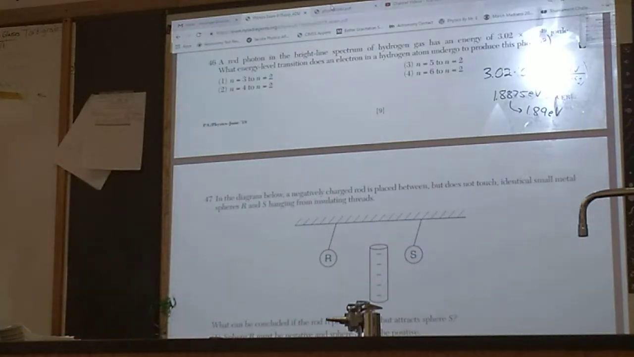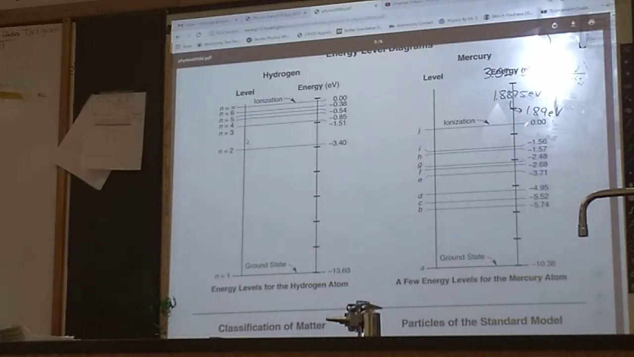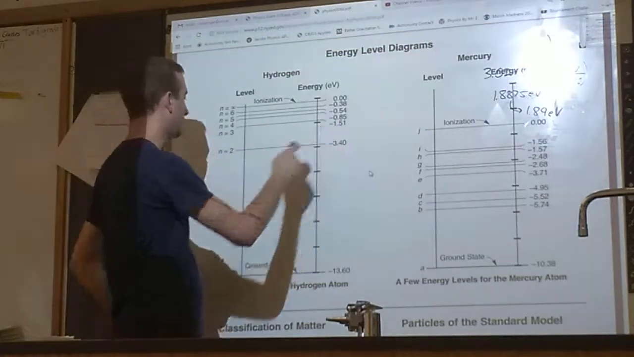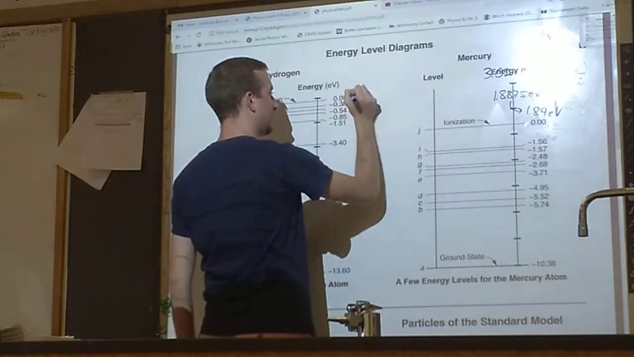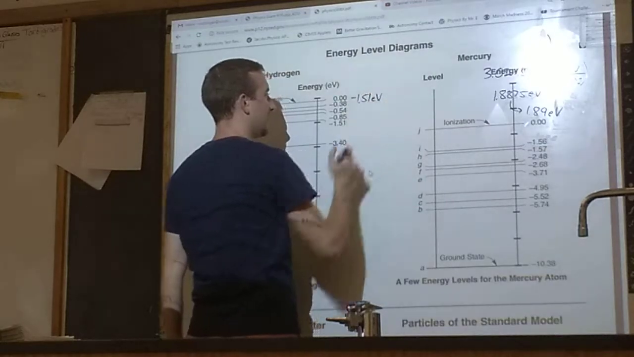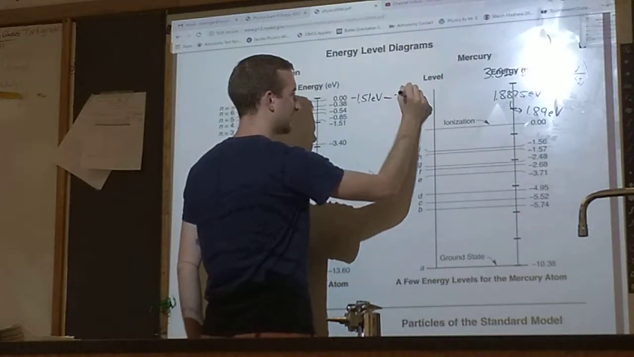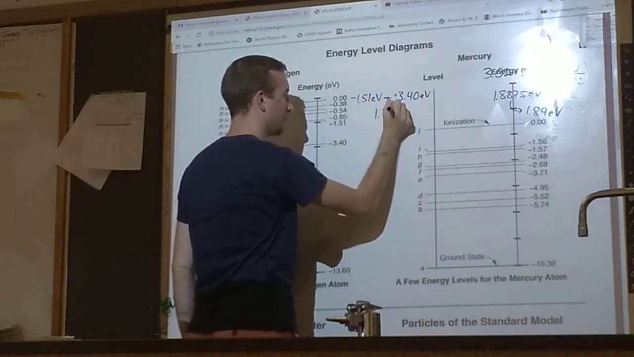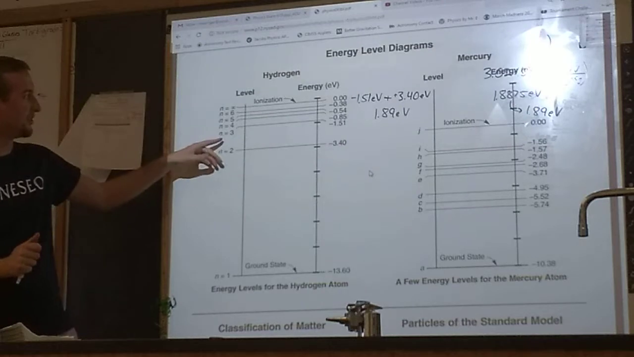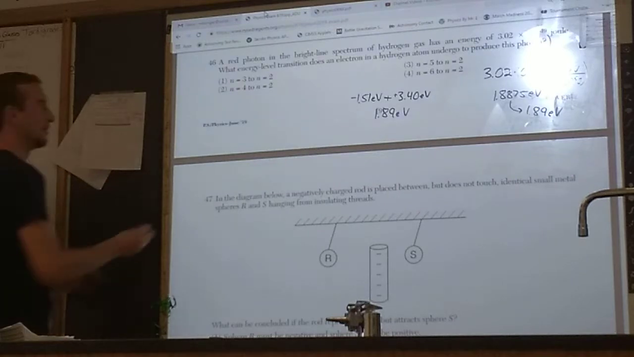So let's just go to the first one, n equals 3 to n equals 2. The n equals 3 state is negative 1.51. The n equals 2 state is negative 3.40. So let's see what happens. We start off at negative 1.51 eV, and then it loses energy, so we're going to subtract negative 3.40. And lo and behold, this becomes addition, and it works out to 1.89 eV. So there's a difference of 1.89 eV between these 2 energy levels. That just means our answer to this one is number 1.